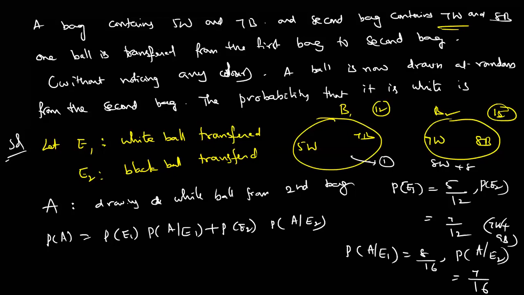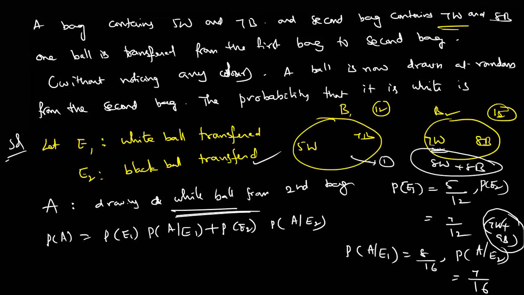Black ball is transferred. How many are there? 9 black balls. But concept is what here? P of A. A is what? Drawing a white ball. How many white balls are there? 7. See carefully. Concept is what they are asking. What is the probability of drawing a white ball from the second bag when black ball is already drawn? That means 7 by 16. What is the first case? P of A by E1 is how much? 8 by 16. Drawing a white ball means 1 plus 7, 8 by 16. That is the meaning. 8 white balls, 8 black balls, first case. Second case, 7 white balls, 9 black balls.